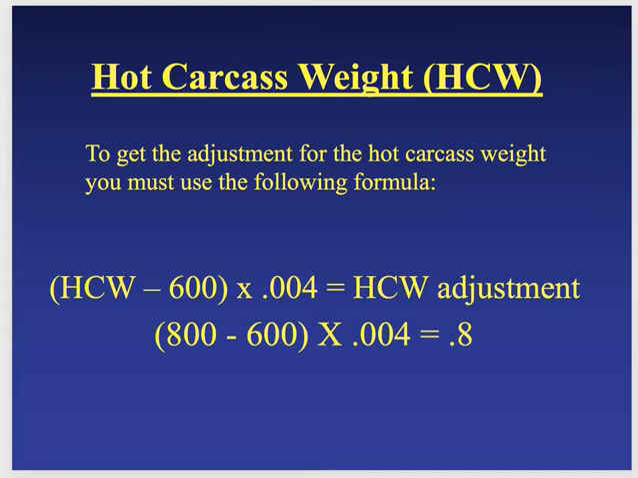So if we look right here at our hot carcass weight, we have 800. We have an 800 pound carcass. So our 600 pound is our basis. We figure an average of a 600 pound carcass should have an 11-inch square ribeye. So that's why we come up with the 600 and the 11 that we used before. And that's why when we put 800 minus 600, 200 times that by 0.004, we come up with an adjustment of plus 0.8. That's a positive number, so we'll add that to the number overall.